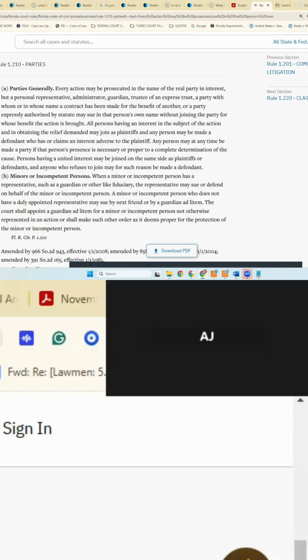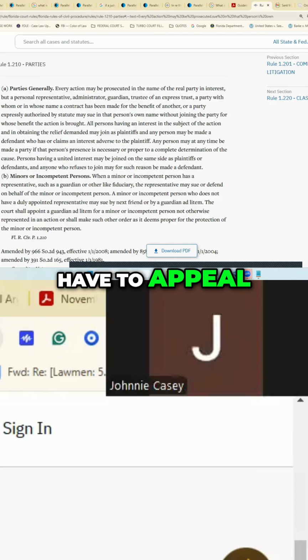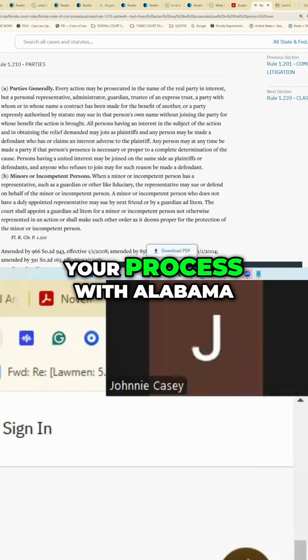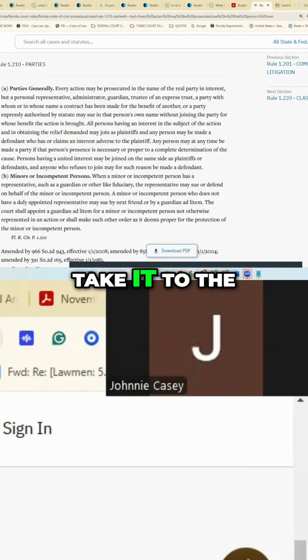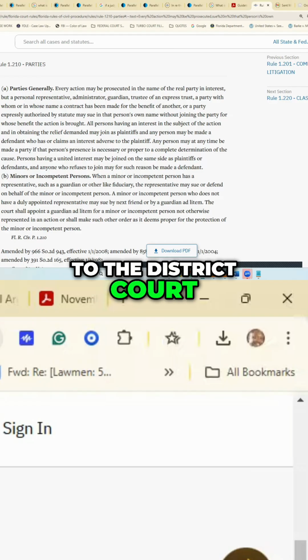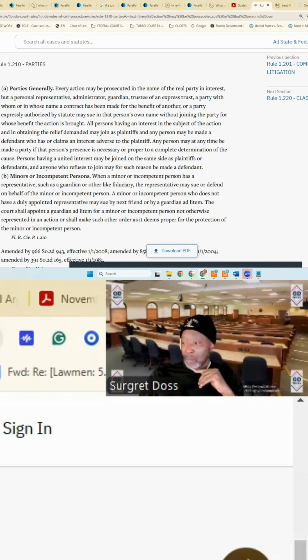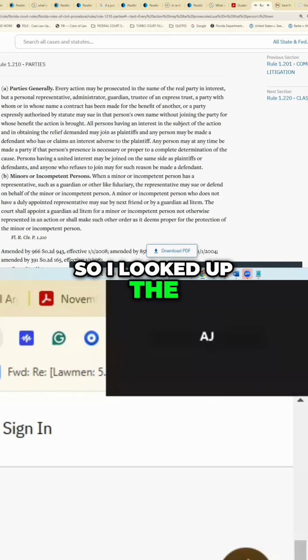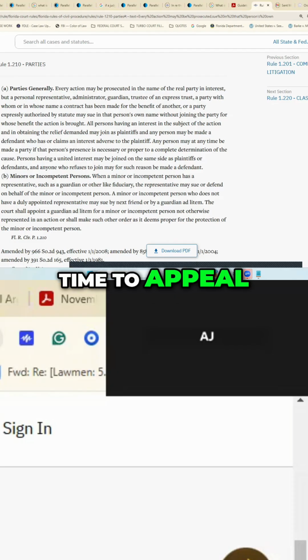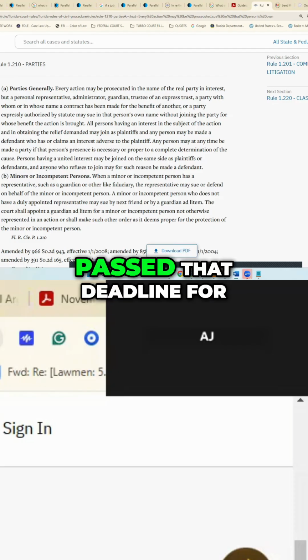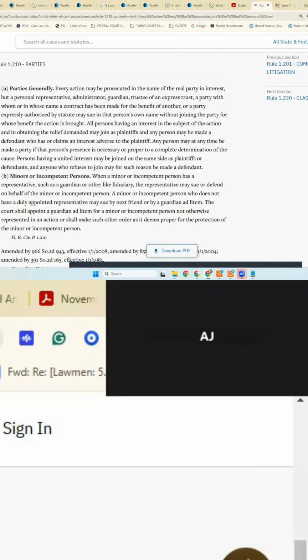So it sounds like you may have to appeal it. It sounds like maybe your process in Alabama may be to appeal it, get it out of the district court and into the appellate court. Sounds like it to me as well. Yeah. So I looked up the rules for time to appeal, and I've already passed that deadline.